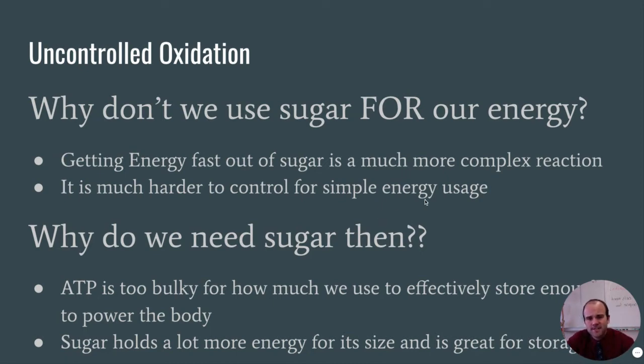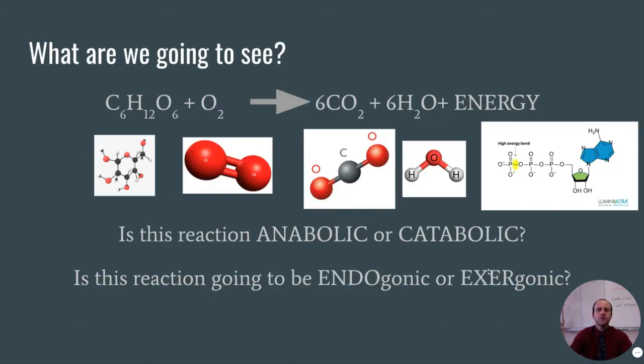So we'll break down how this process happens. So what are we going to see? Our good old friend C6H12O6, or glucose, plus a little bit of oxygen, and we get some carbon dioxide, some water, and some energy. So I want you thinking, is this reaction going to be anabolic, building, or catabolic, breaking apart? Is this reaction going to be endergonic, we're putting energy into the compounds, or exergonic, we're releasing energy?